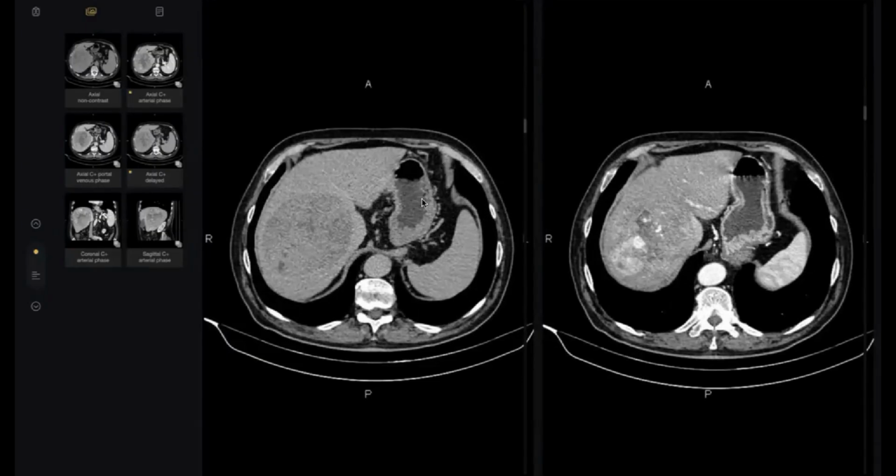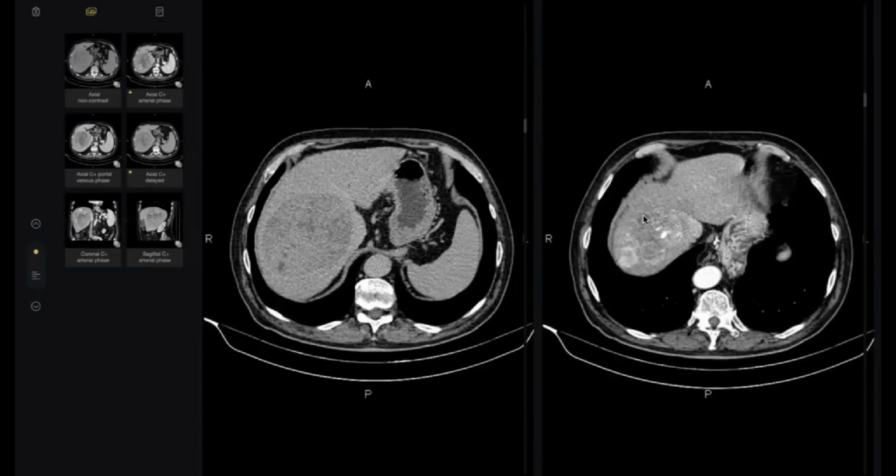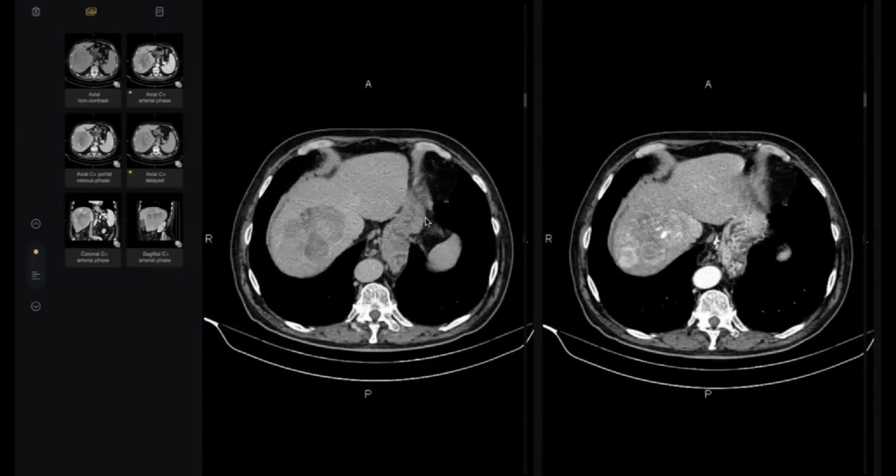Not atypical. See, number one, it has arterial hyperenhancement, and this is one of the major criteria of HCC. Number two, if you look accurately here and here, look here, my colleague, this band is almost complete washout. So we have two criteria: arterial hyperenhancement and washout.